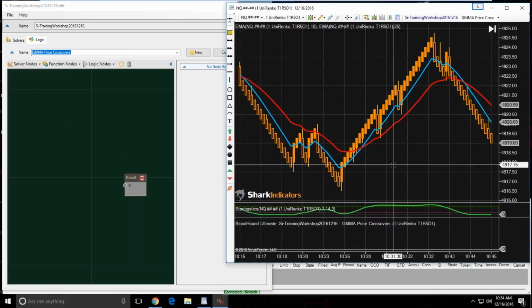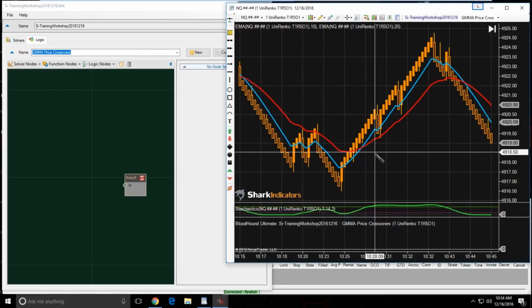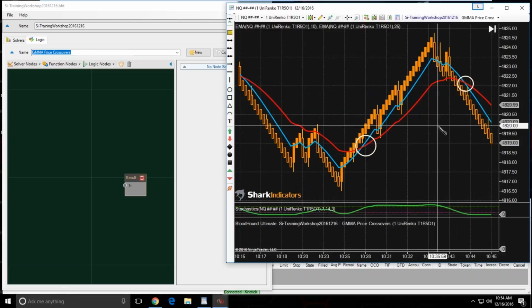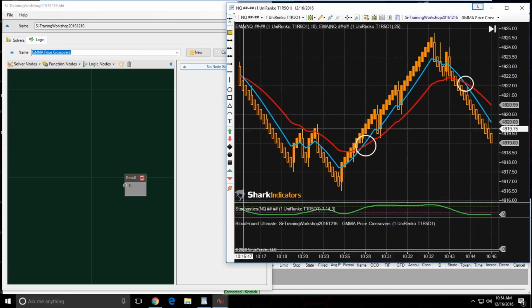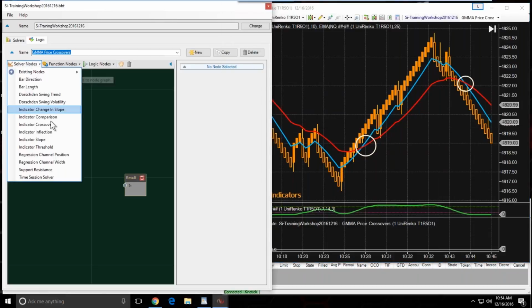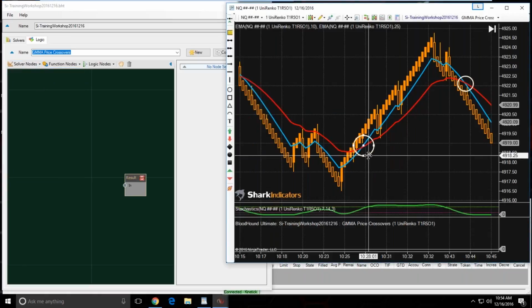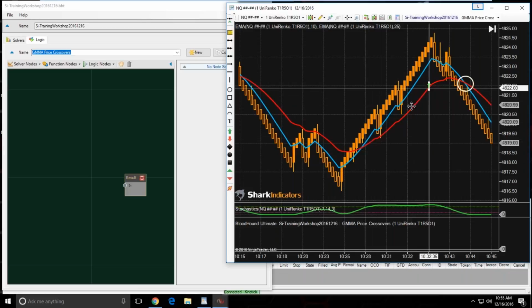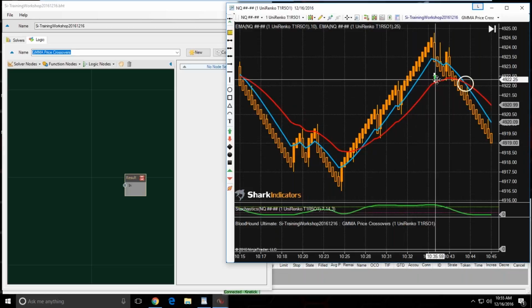All right, so the first thing we need to know is whether the GMMA is crossed up or crossed down, right? Instead of using a crossover, which just identifies one particular bar, just that one bar. The crossover solver doesn't identify the state of one indicator being above another indicator.